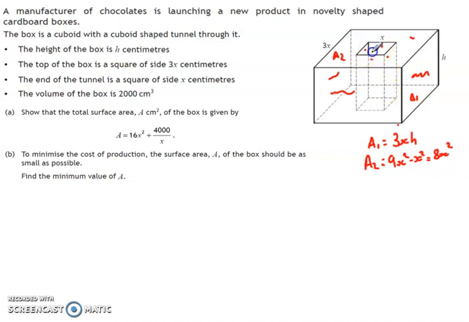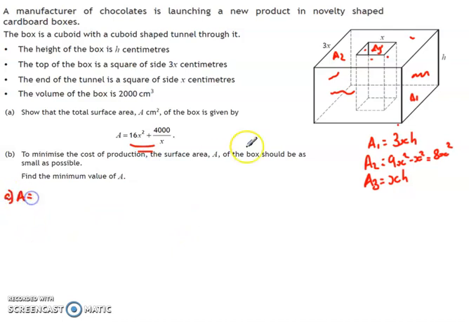Let's call the inside face for one of these A3. And I know that because these are rectangular in shape, it's top times the breadth, so it's x times h, so it's just xh. So now that I've got all the parts for all the surfaces I can see, I can bring this all together and hopefully end up with this here for my surface area.